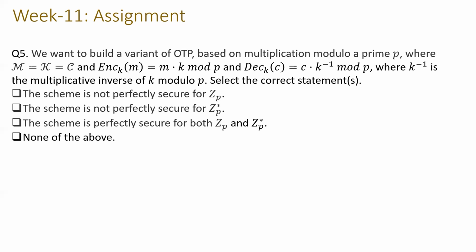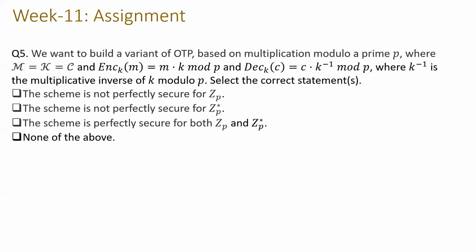And coming to security, whenever you see some random ciphertext C, it can be generated in various ways, corresponding to each possible key K, where K can be an element of Z_P star, right?